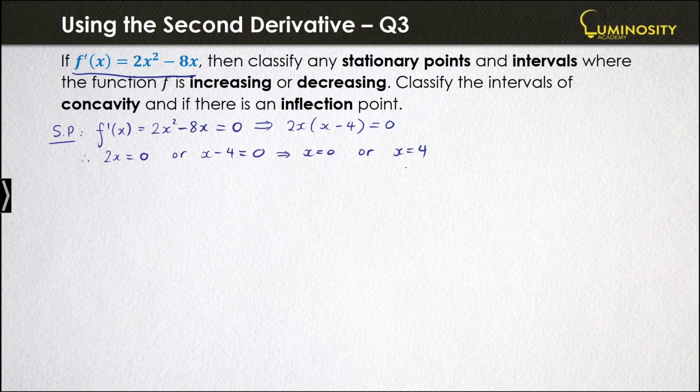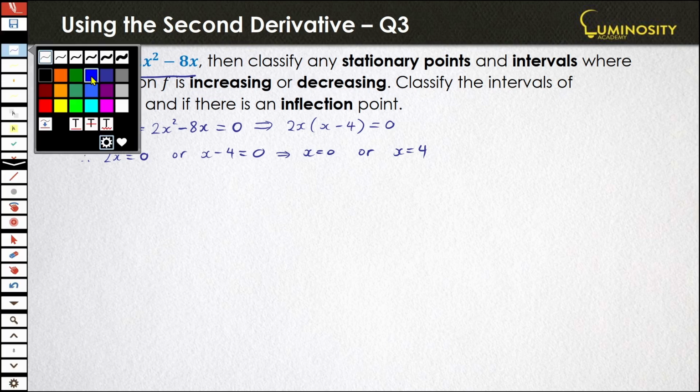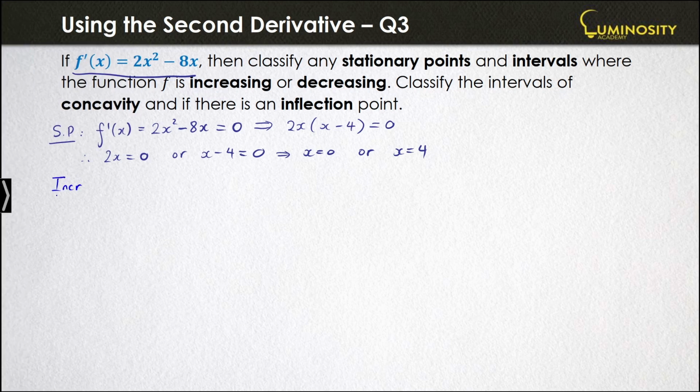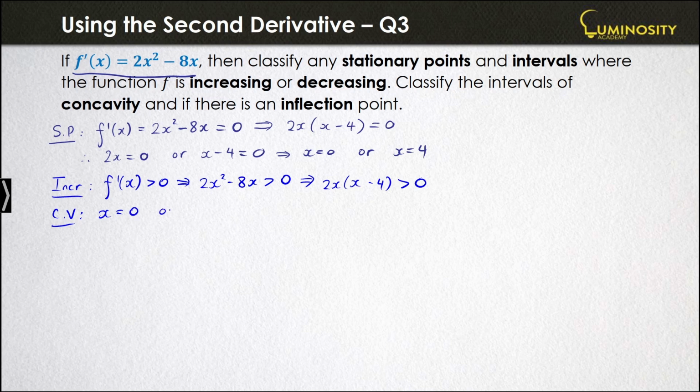What about when the graph increases? The intervals of increasing is when the first derivative is greater than 0. So that implies 2x squared minus 8x is greater than 0. We're solving a polynomial inequality, so we need to follow the steps: fully factorize it, which we've done, and put our critical values on a number line. The critical values are the stationary points, x is 0 or x is 4. So let's go ahead and do that. Then we test the regions.